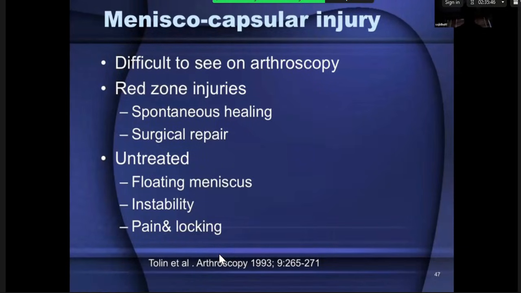What about meniscocapsular injury? I showed you the meniscocapsular areas initially in my talk. They are difficult to see on arthroscopy because they're present at the margins. They are present in the red zone. Red zone means that is the bit of the meniscus which has got normal vascularity. They can show spontaneous healing because the blood vessels mean that they can heal, or they can be surgically repaired with good results. If you don't treat them, the meniscus can become unstable, resulting in a floating meniscus, and can result in patients having pain and locking.